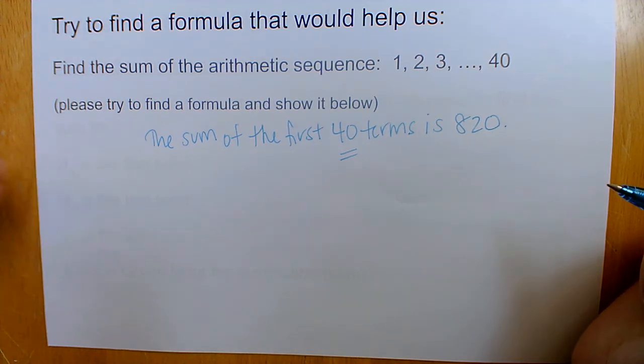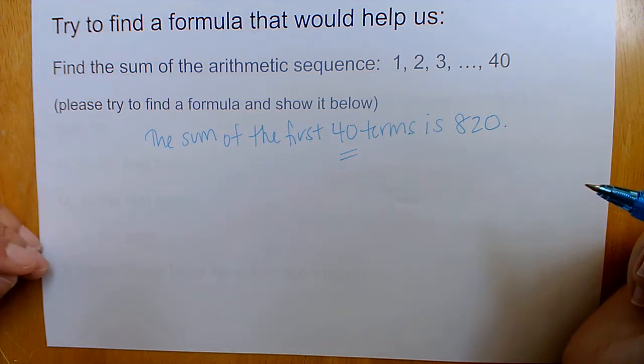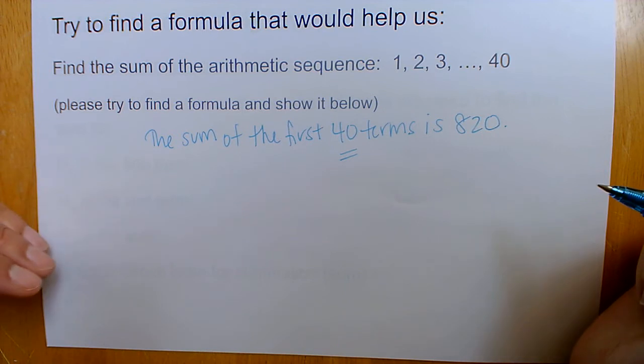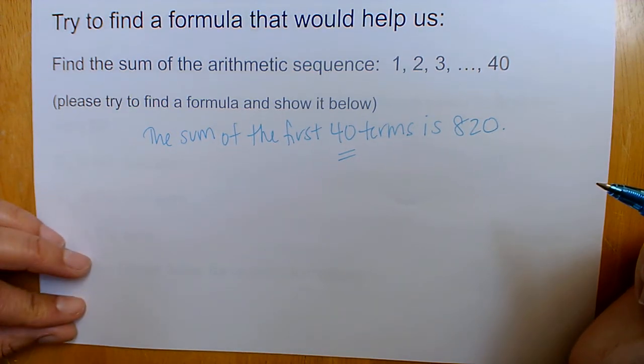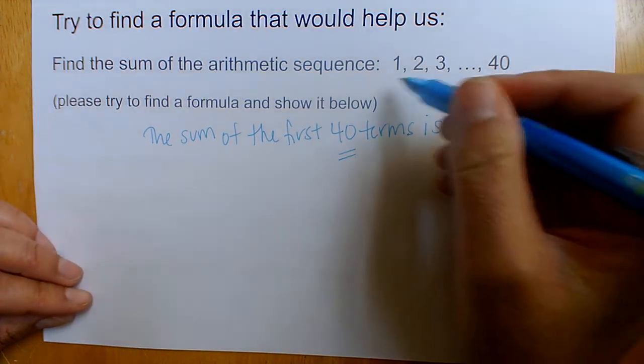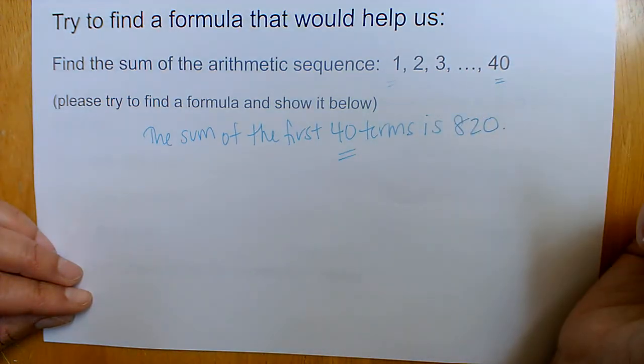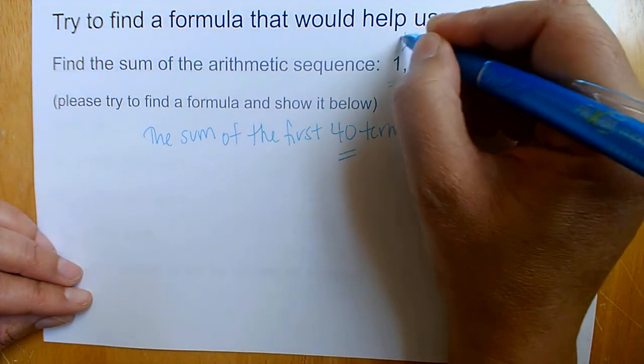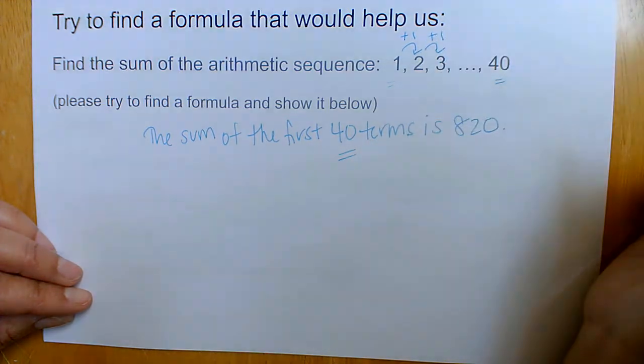formula. You could remember arithmetic sequence formula. It dealt with a common difference. It dealt with the first term. And you can try to manipulate that. So take a second. Try to see if you can find a formula, maybe working with some of these numbers. We also know that the common difference is 1. So investigate.